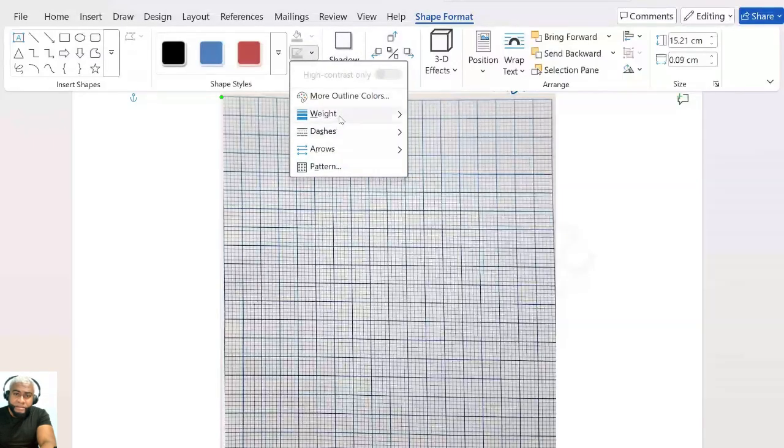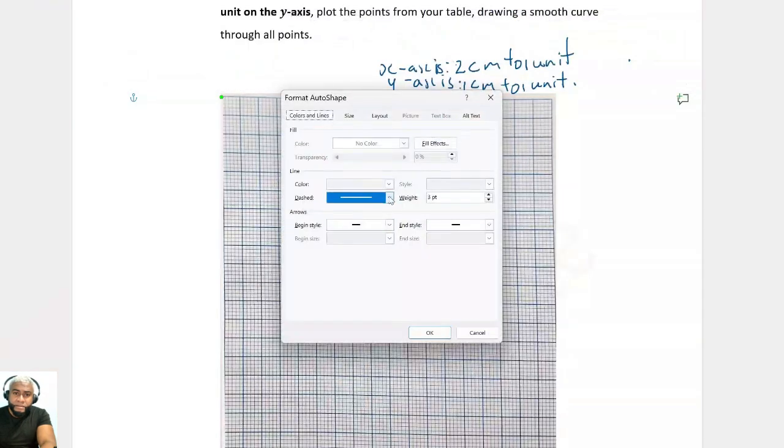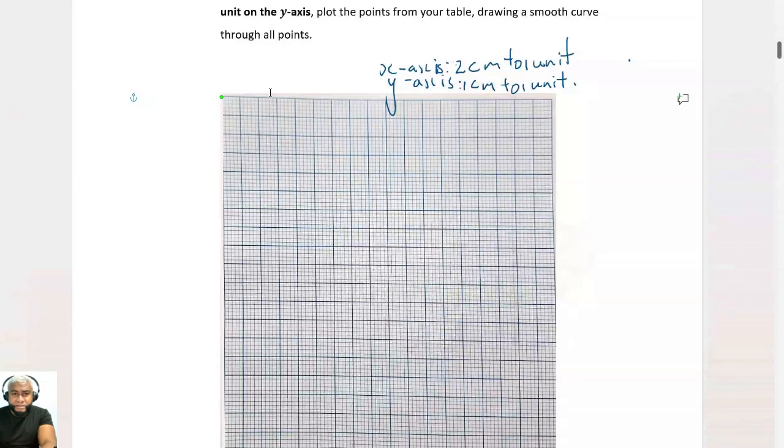Huh? Oh, that's how I was zoomed in. I was zoomed in. Sure, no problem.